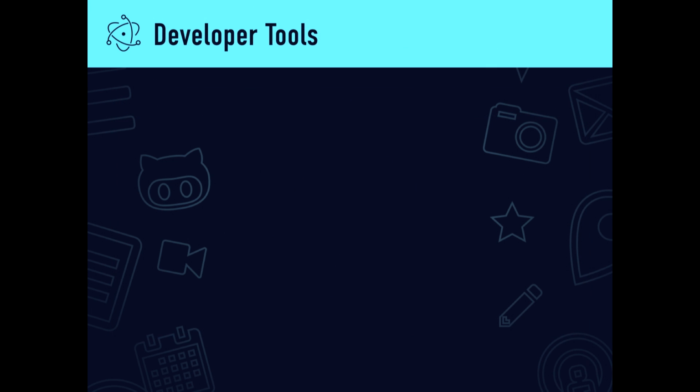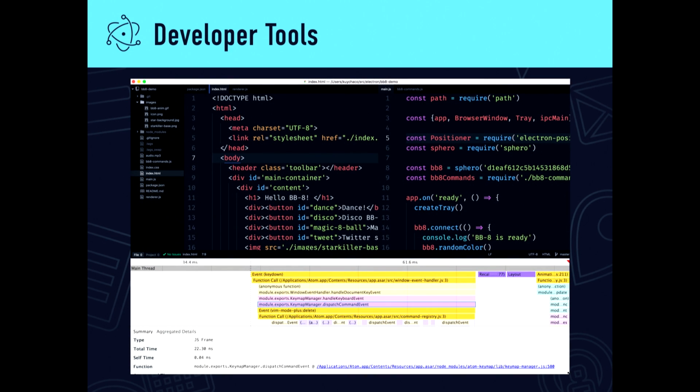Since each Electron app window is just a Chrome page, you have access to Chrome's powerful debugging tools. This is Atom, and you can see that on the bottom we have DevTools open. You can use the timeline, take heap snapshots, and do interactive debugging. These are all extremely helpful while building desktop apps, just as they are while building web apps.